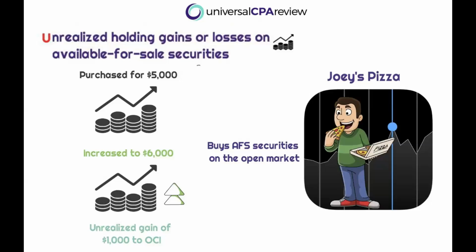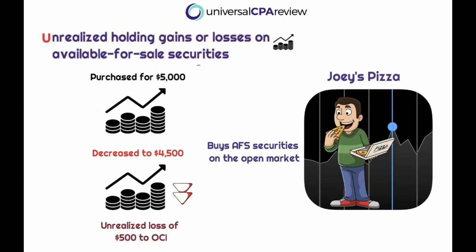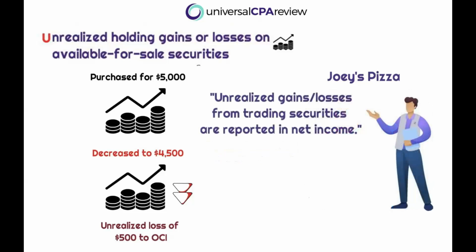With that said, it's going to be unrealized gains or losses. So if this debt security went down to, say, $4,500, Joey's still not selling it because he thinks it's going to go back up, that $500 loss is an unrealized loss. And this is what would be reported in other comprehensive income as well. Okay, so keep in mind, they love to try to trick you by saying that this is a trading security.